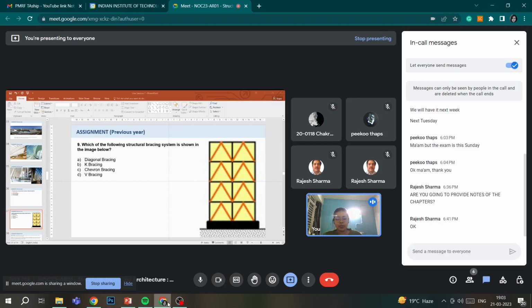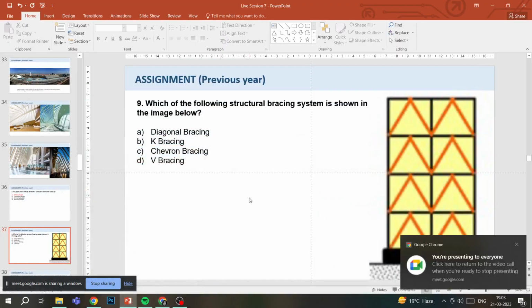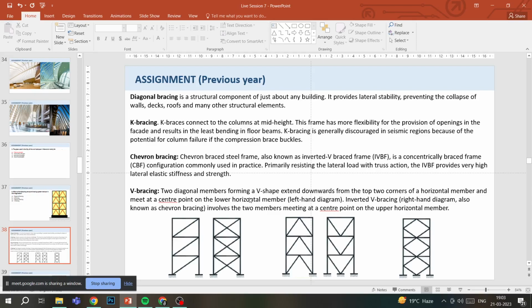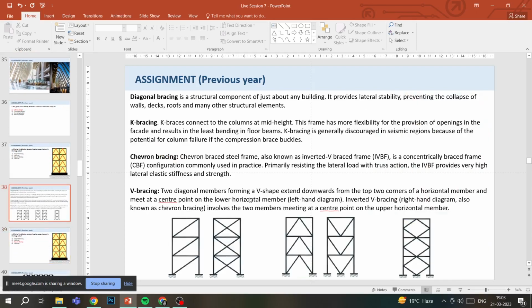Moving to question number 9. Which of the following structural bracing systems is shown in the image below? An image is being given here, and it's being asked what kind of structural bracing system this is: diagonal, K, chevron or V? So we will just quickly see what all these bracing systems are.